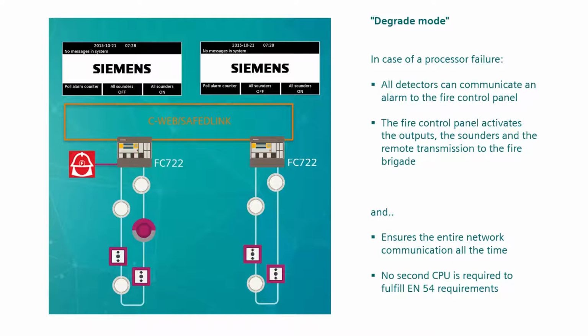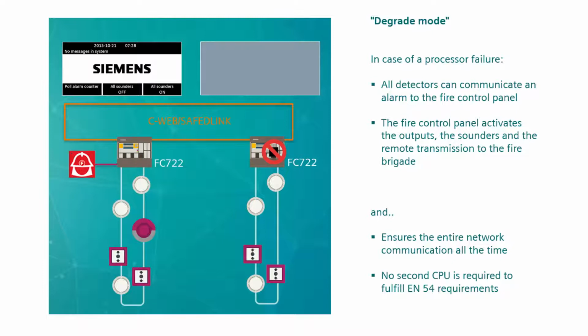But what happens if a fire control panel fails? Can an alarm signal still be forwarded to the fire brigade? Yes, it most certainly can. In this situation, the degraded mode is automatically activated, and the hardware components now monitor the CNET.